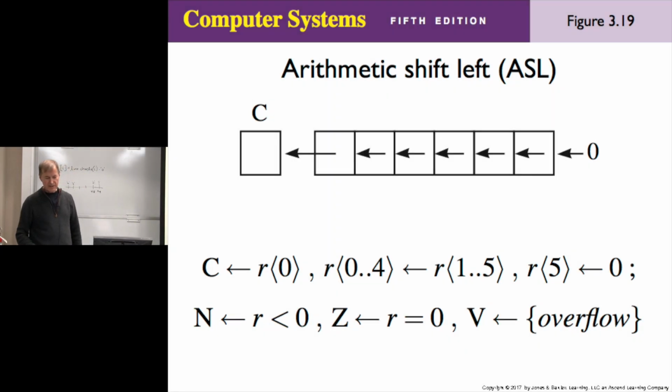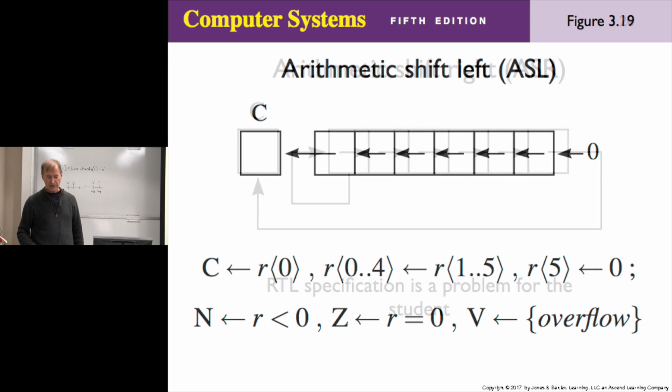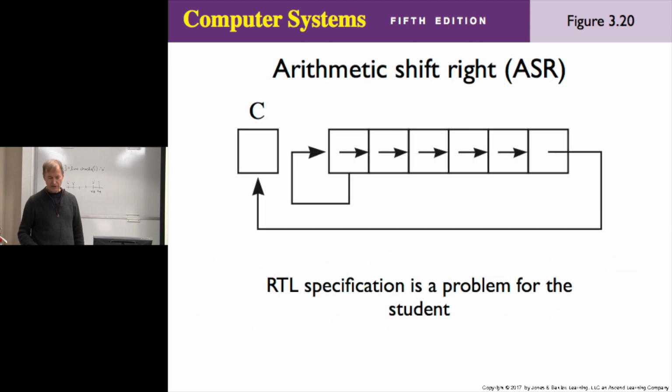Recall in figure 3.19 we did arithmetic shift left. What does arithmetic shift left do to the value of an integer? It multiplies it by 2, it doubles it. And then on figure 3.20, we did arithmetic shift right, and what does that do? Yeah, it divides it by 2.